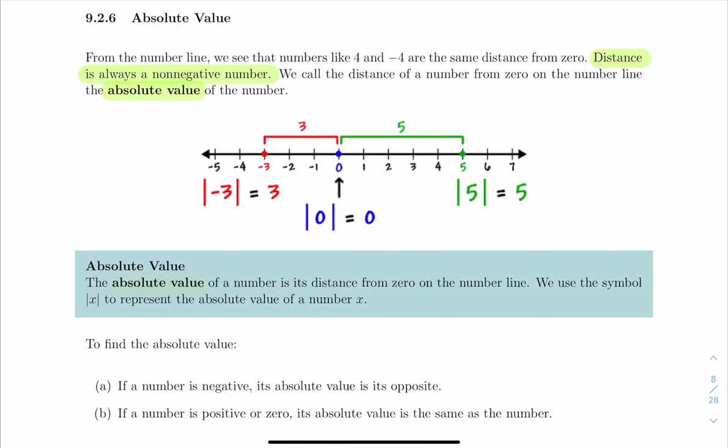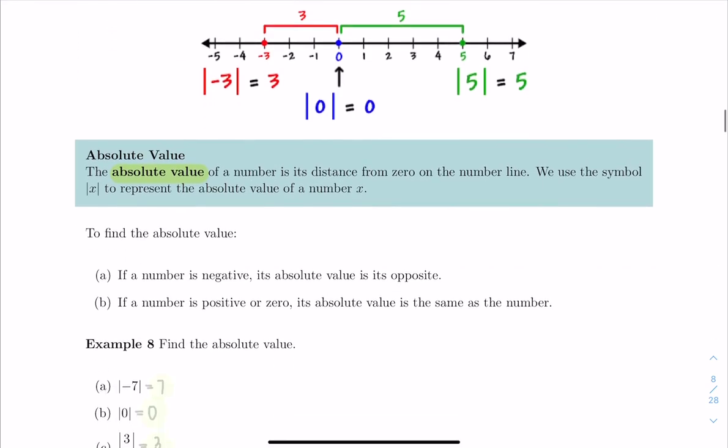So the absolute value of a number is its distance from 0 on the number line. We use the symbol of vertical bars around x to represent the absolute value of a number x. To find the absolute value, if a number is negative, its absolute value is its opposite, which means it's just going to be a positive number. And if a number is positive or 0, then its absolute value is just the same as that number.